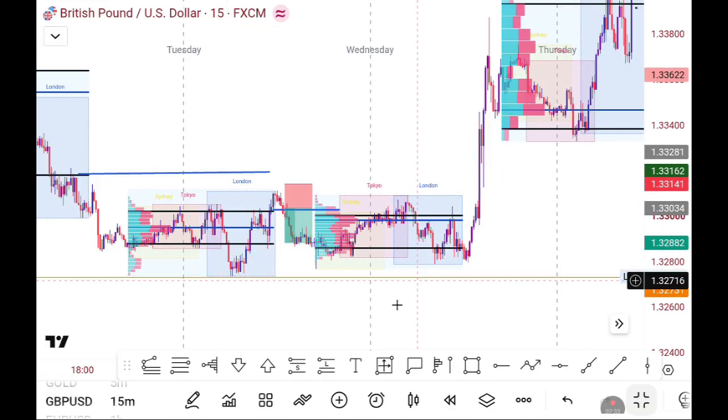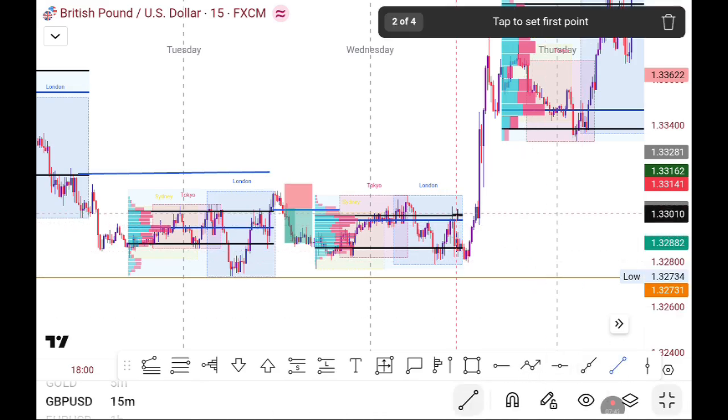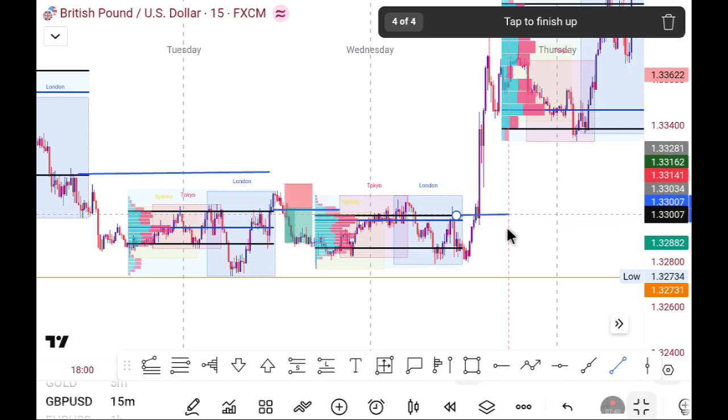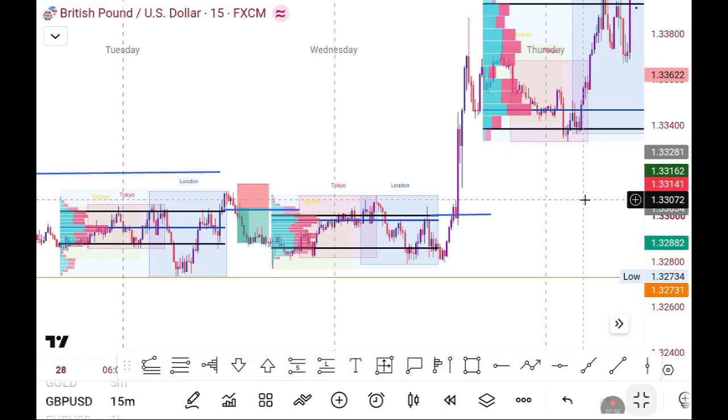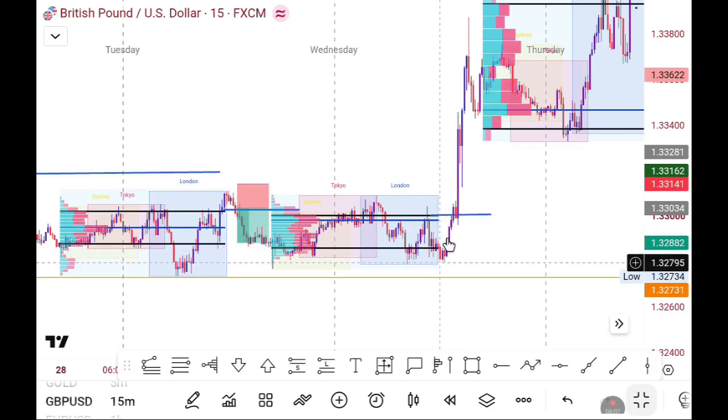Interesting. Our resistance, I mean, which became support, was close to our point of control. So what happened? This is what happened. The market closed right here. It was struggling, but it never gave us a rejection candle.